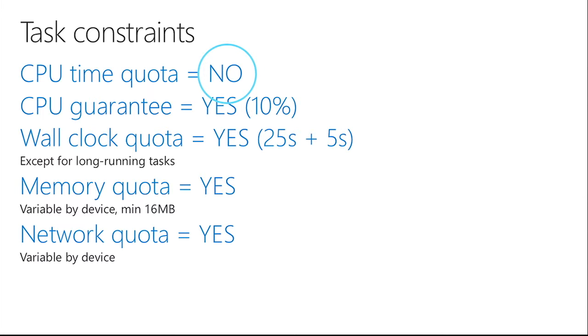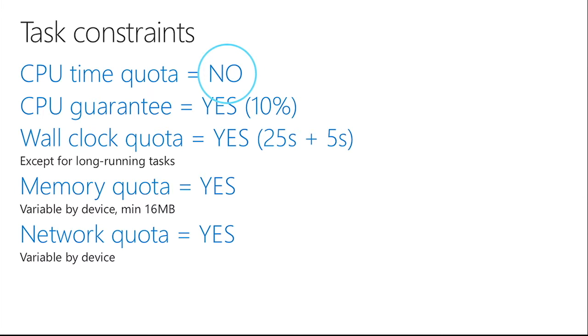The wall clock quota, yes, we have that, and you can run for 25 seconds, plus 5 seconds of cancellation time. There is a memory quota which varies by device, so it just depends. That one does depend on how meaty your machine is. But the minimum is 16 megabytes. And is there a way to request that as an app? Can I work out what my memory quota would be, or is that not possible?